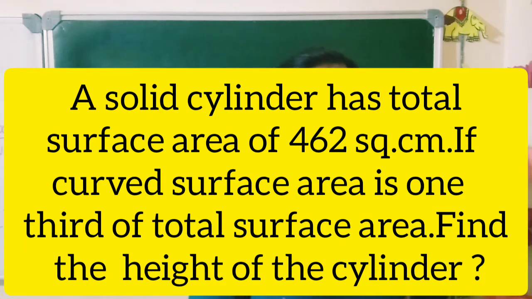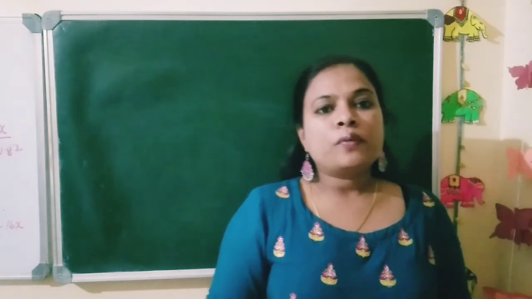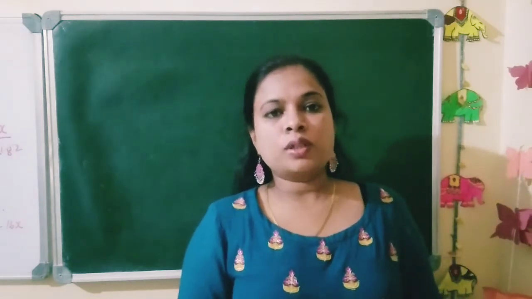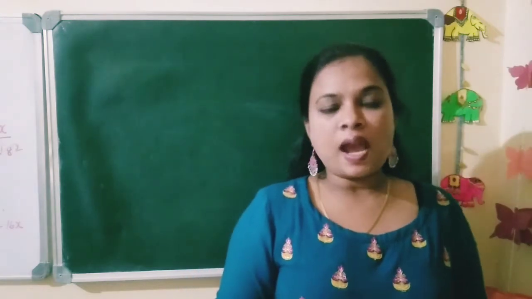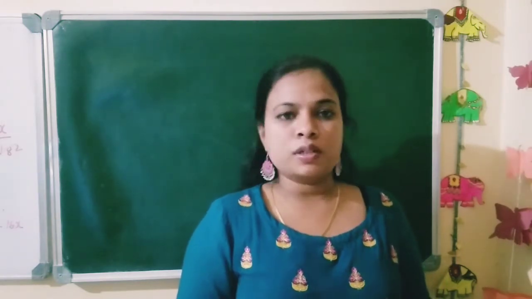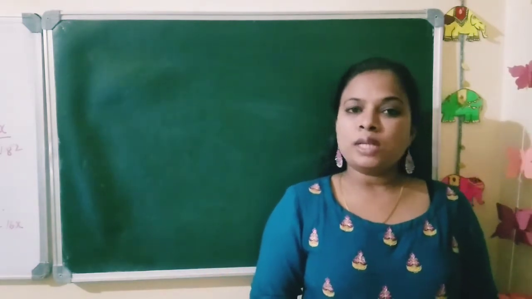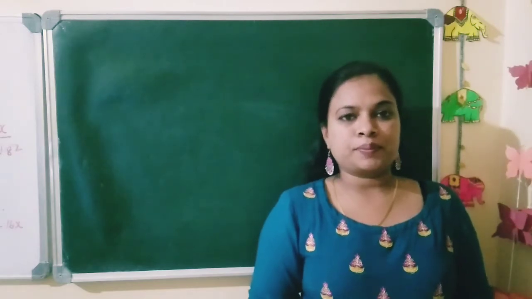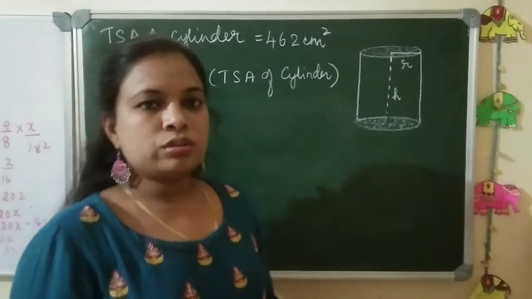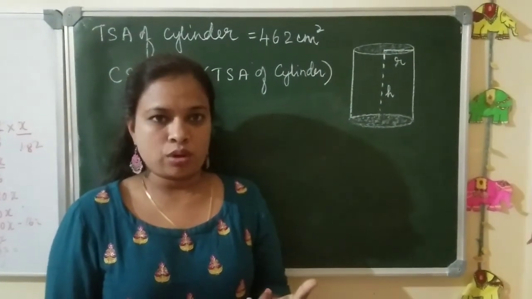Here in this question, total surface area is given and the curved surface area is given as 1/3 of the total surface area. Whenever you have the surface area, the radius and the height of the cylinder are required to find the total surface area or curved surface area. In this case, the total surface area is already given. Now let's see how to solve this question. We don't know the radius as well as the height. When we have two unknowns, this is how you have to solve.